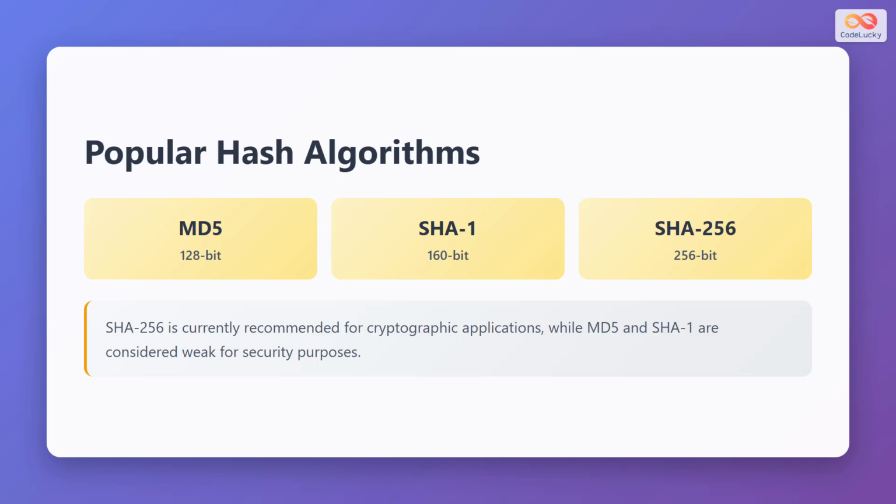There are several popular hash algorithms in use today. MD5 produces a 128-bit hash, SHA-1 produces a 160-bit hash, and SHA-256 produces a 256-bit hash. It's important to note that SHA-256 is currently recommended for cryptographic applications, while MD5 and SHA-1 are considered weak and should not be used for security purposes anymore.